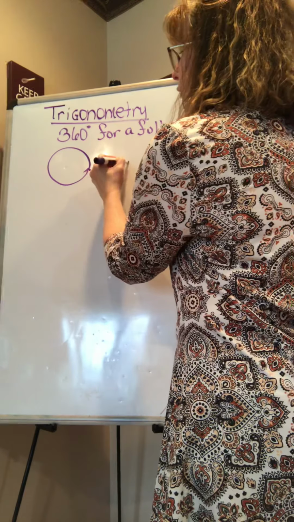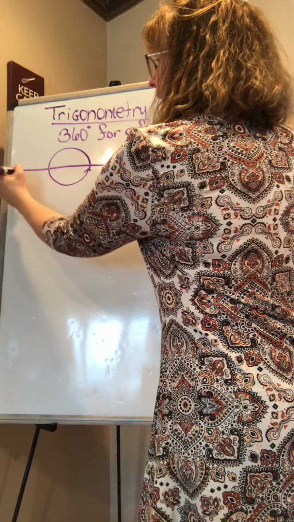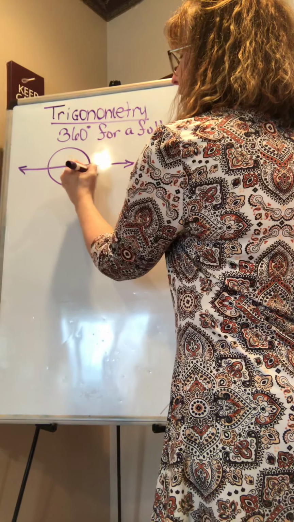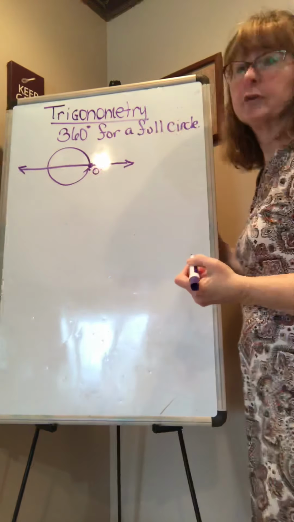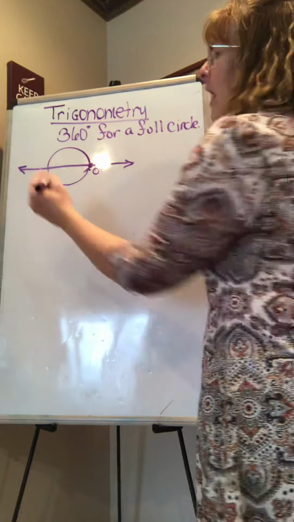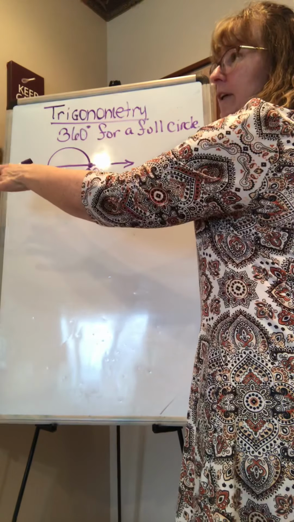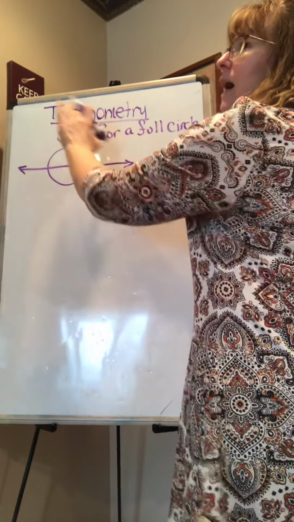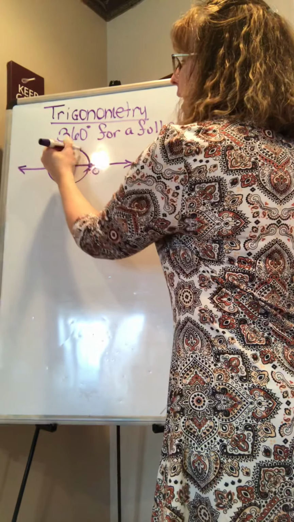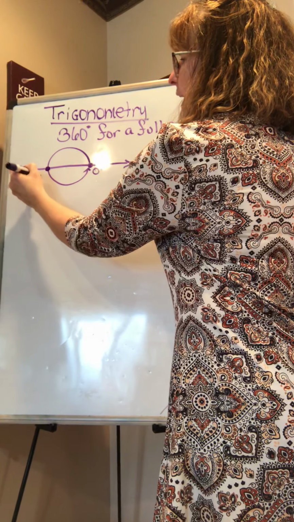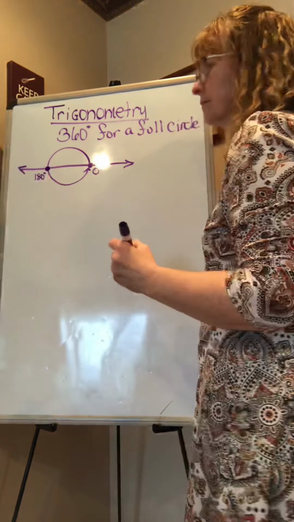Also, if we were to divide this circle in half, this would be 0 degrees because this is where I'm starting my rotation from. And if I am rotating in a positive rotation, that means I'm going counterclockwise. So positive rotation halfway brings me to 180 degrees.